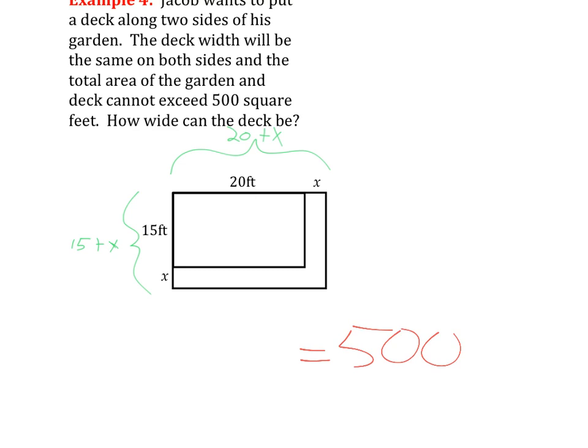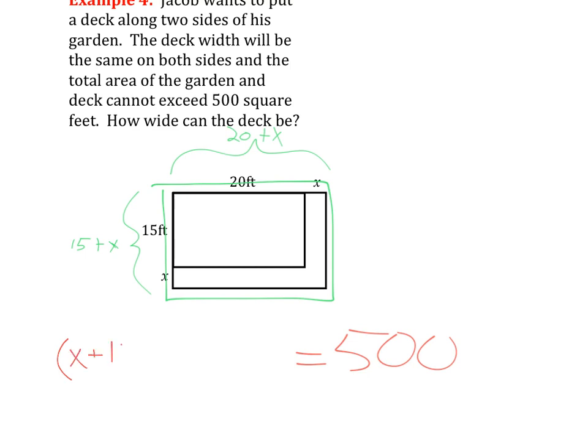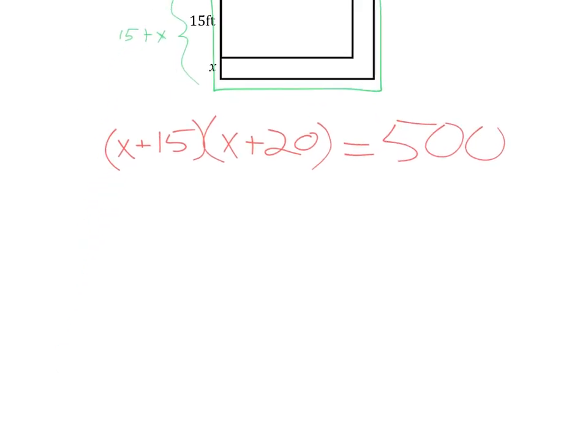What I'm going to do is take these dimensions of essentially the rectangle that I have. So that rectangle is the 20 plus x and 15 plus x. And I'm just going to multiply those together because isn't that how we find area of rectangles, right? Base times height. So we have x plus 15, x plus 20. Multiply those together, set equal to 500.